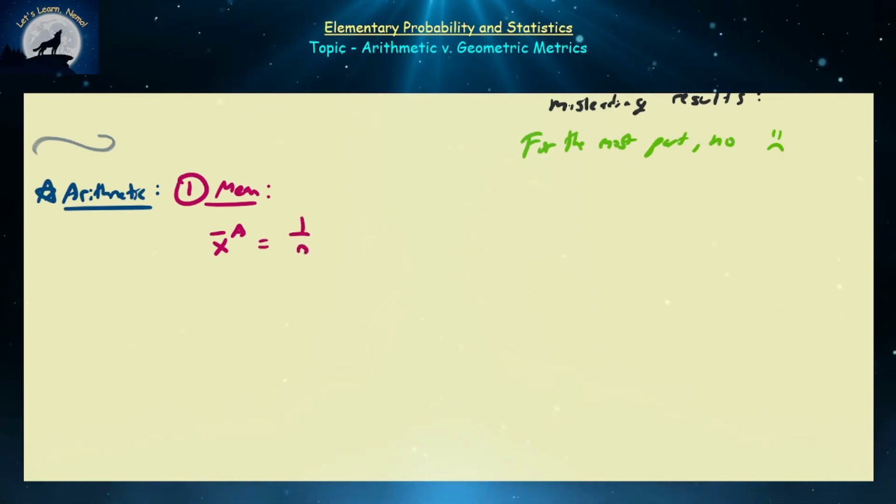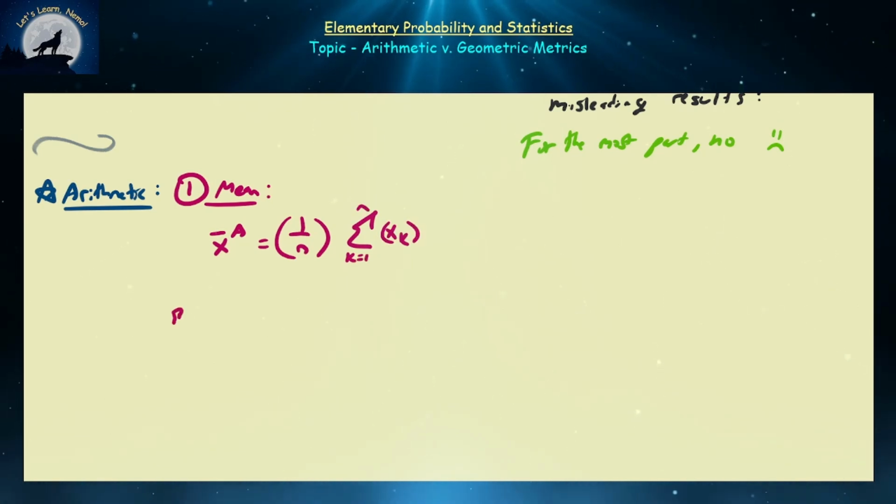So this is going to be equal to 1 over n times the sum from k is equal to 1 to n of our x values. So add them up, divide by how many you have. And then we have our standard deviation. So that's our second arithmetic metric.